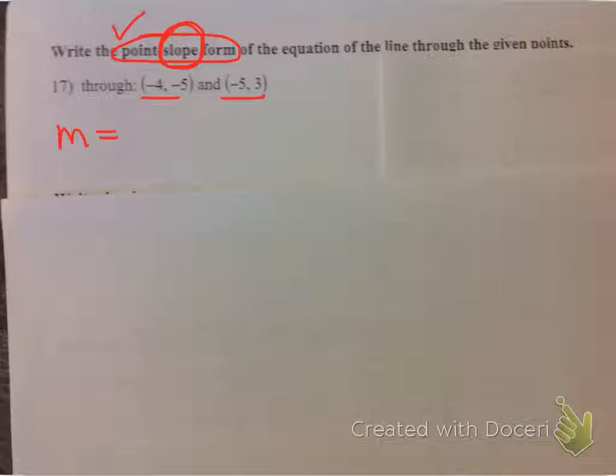about that. So we have the point part, we're looking for the slope part. We need to do rise.